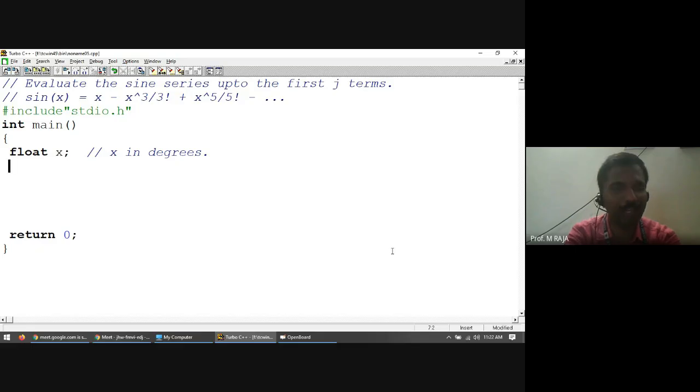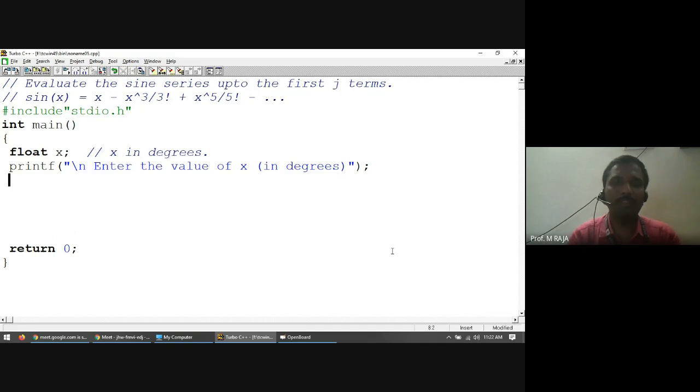First, let me get the input value of x. Printf \n, enter the value of x, in bracket I mentioned as in degrees. The value of x is given in terms of degrees. So writing a scanf statement, scanf percentage f, ampersand x.